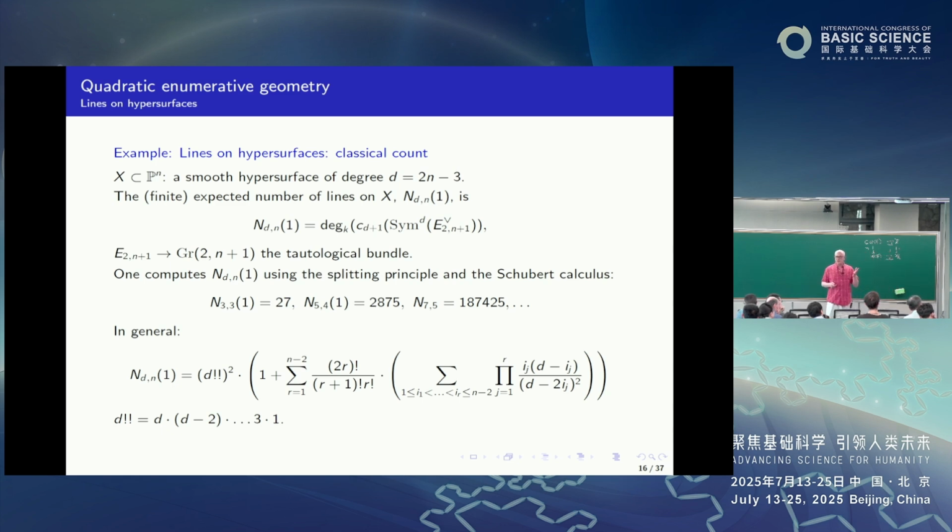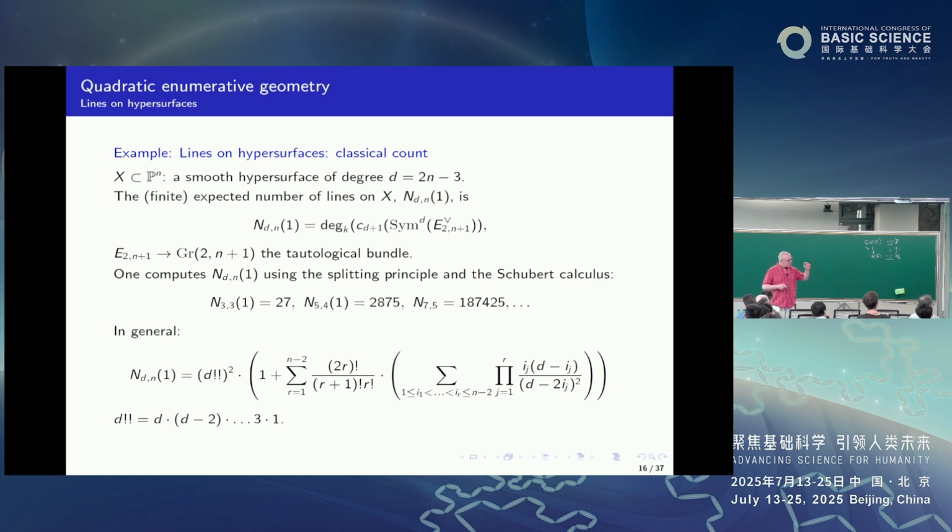Okay, this is a rather simple problem with a concrete answer. You take a smooth hypersurface X in P^n of degree d equal to 2n minus 3. And essentially, the lines on X, what does it have to do with this Sym^d of E_{2n+1} dual? So you take the Grassmannian of 2-planes in (n+1)-space. That's the same as the Grassmannian of lines in your projective space. You're counting lines.